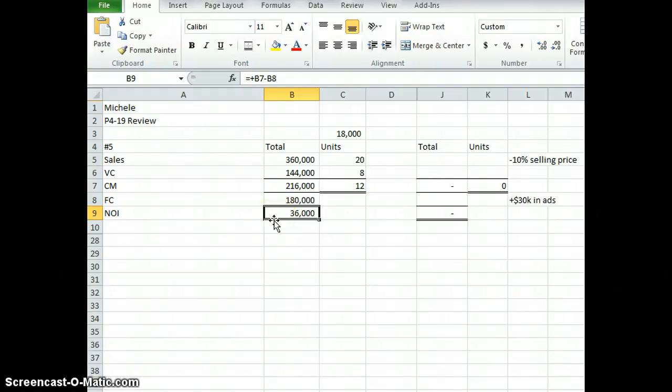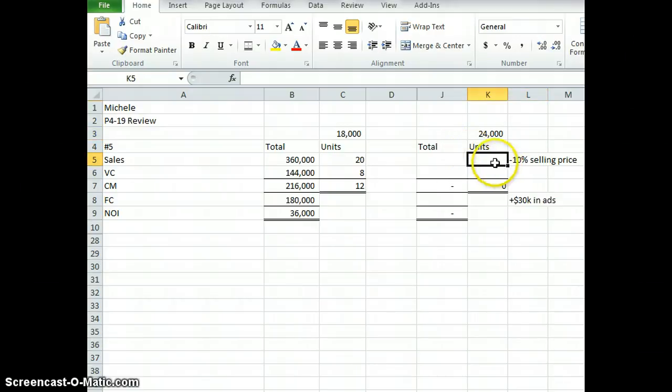Management's saying, hey, we think we can do better than that. If you show a 10% reduction in your selling price and you increase our advertising budget by $30,000, we believe that we're going to have an increase in the number of units sold of 1/3. So 1/3 of 18,000, if you just divide it by 3, is 6,000 units. 6,000 units plus the original 18,000 shows 24,000 units. That's a 1/3 increase in number of units sold.